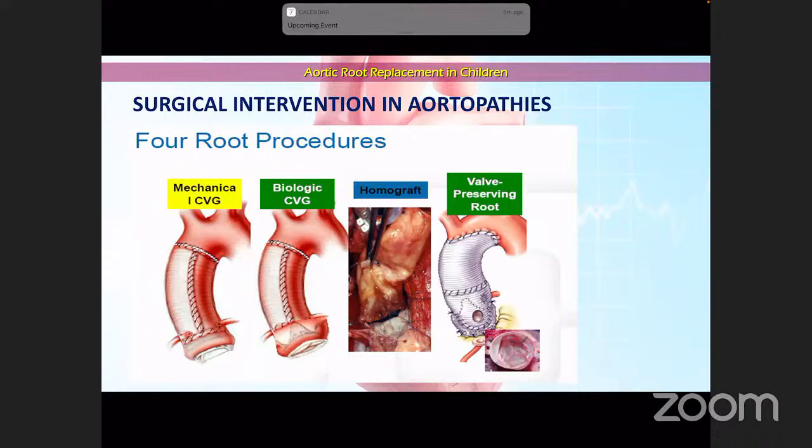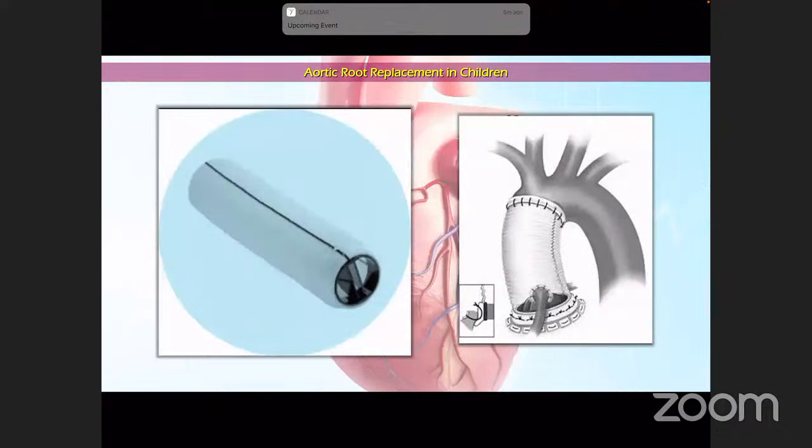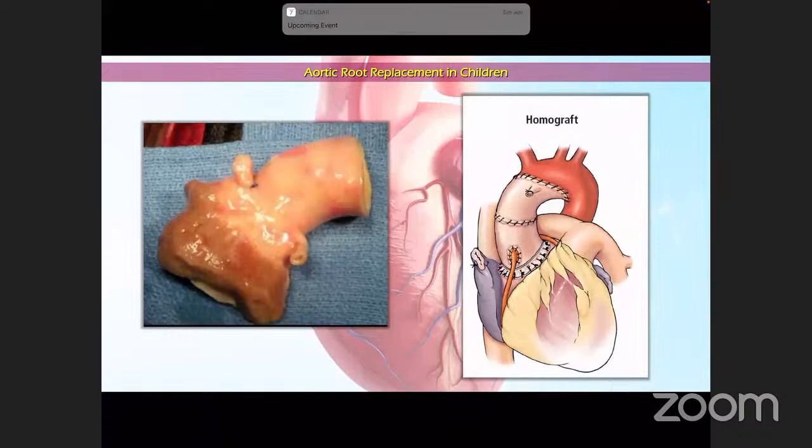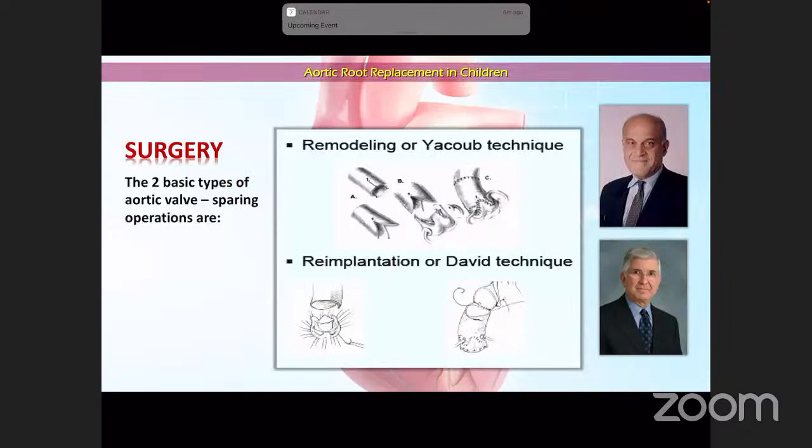This is just the picture of what is available as a mechanical valve conduit for the replacement. And you can see it here with the coronary transfer. This is a biological valved conduit, again the biologic Bentall. And this is a homograft where you do the aortic root with the homograft and again transfer the coronaries. The homograft might be short, and you may end up using an interposition graft also to replace the rest of the dilated ascending aorta.